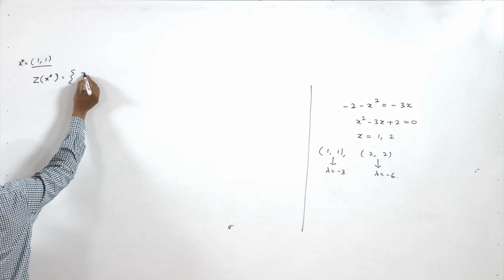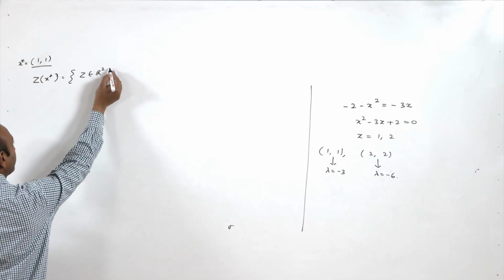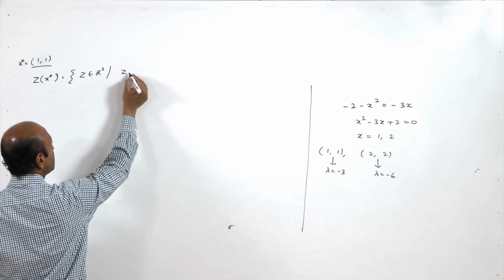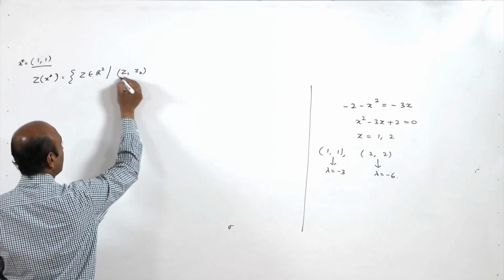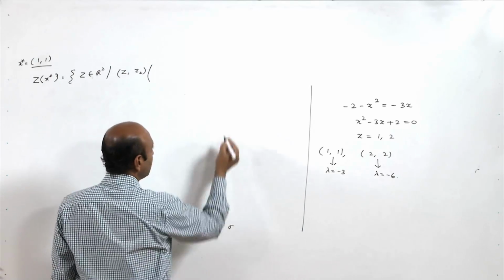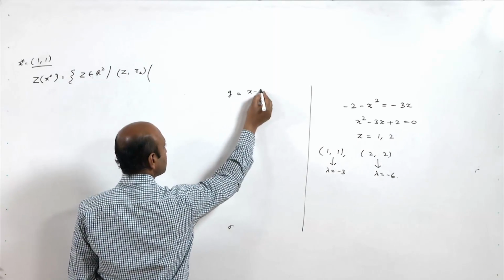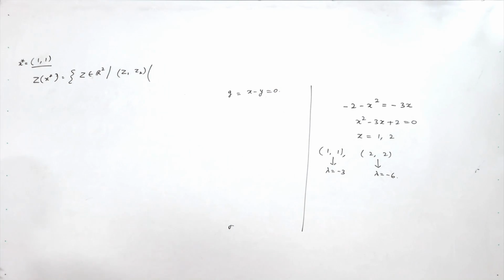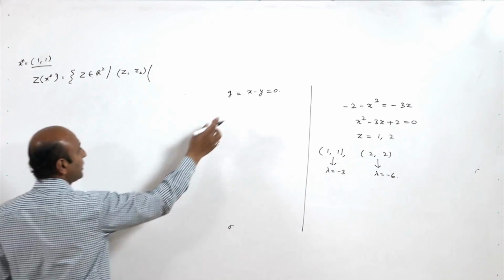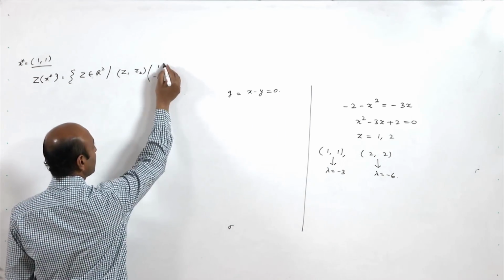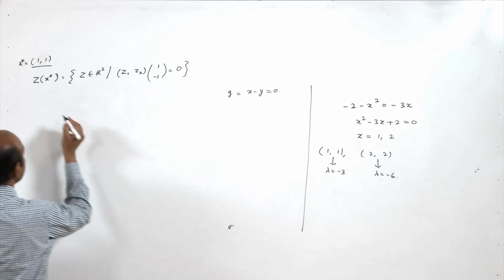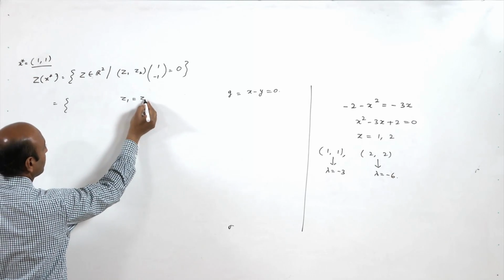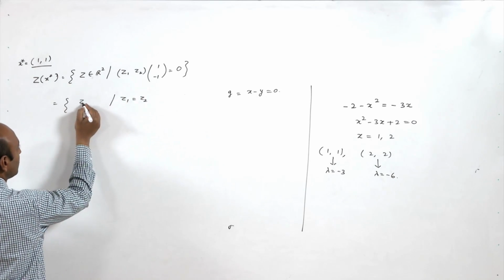We will find all those Z belonging to R2 here, because n is 2, such that Z transpose, meaning Z1 Z2, times gradient of G1 is zero. What is G here? The constraint is x minus y equal to 0. What will be its gradient? The gradient will be 1 with respect to x and minus 1 with respect to y, equal to 0. So, this implies Z1 equal to Z2, for all Z belonging to R2.